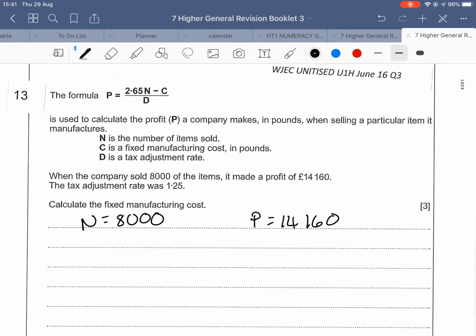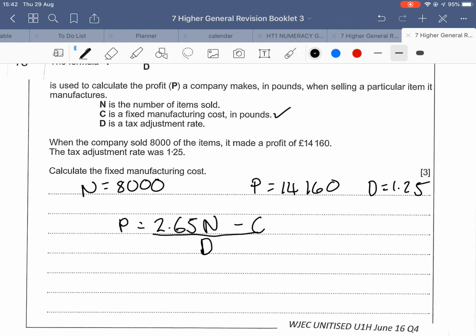Do a bit of jiggling around here. And the tax adjusted rate was 1.25, so D is 1.25. Calculate the fixed manufacturing cost, yes, we're calculating C. Stick all those numbers into your formula. So instead of P equals 2.65n, that means times by n, minus C over D, replace those letters with the numbers. So we've got P, we've got 14160, so we've got 2.65 times n, they're attached, that means this times.